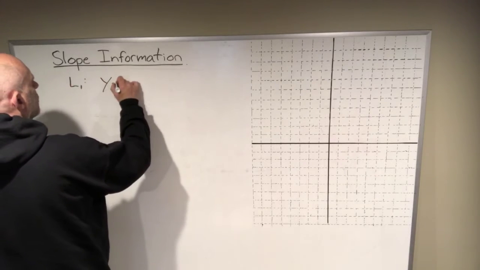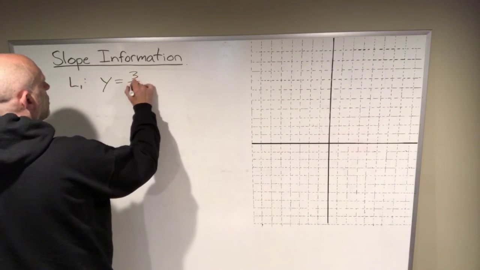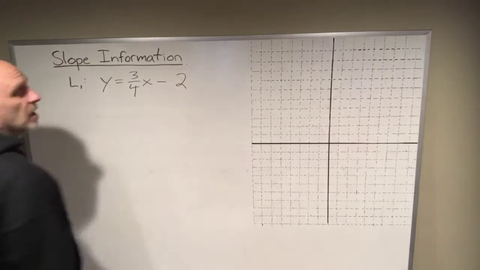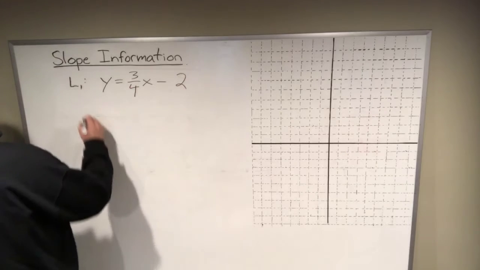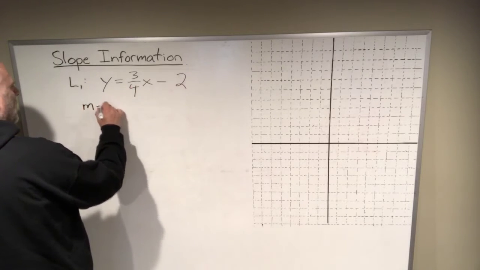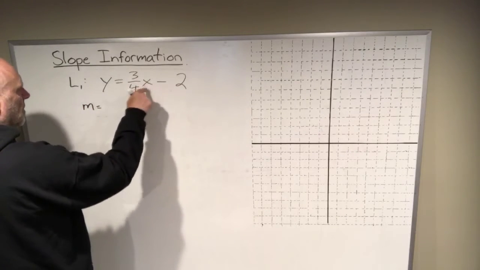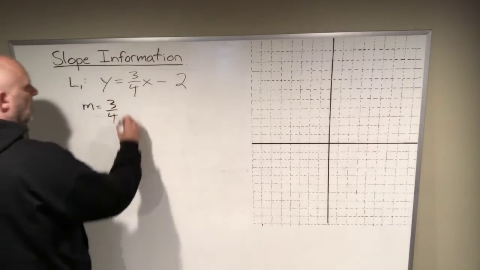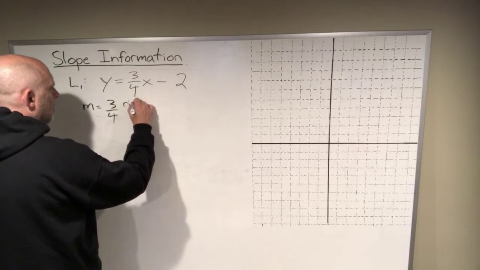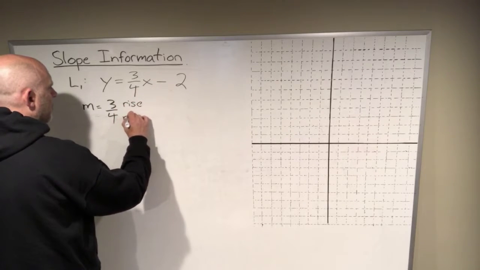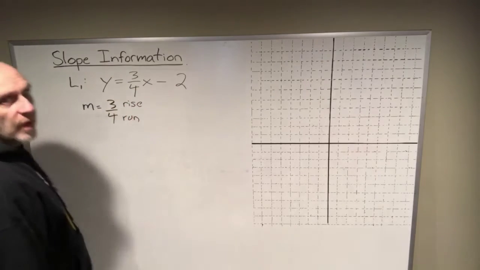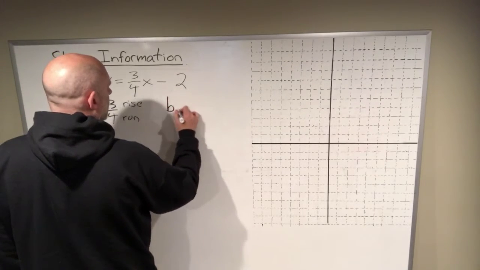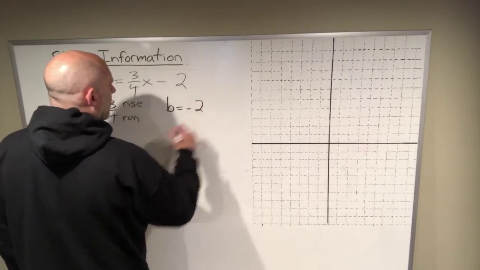So if I told you y equals 3/4 x minus 2, you know the slope is right next to the x. So it's 3/4. The top number is the rise. The bottom number is the run. You also know where it goes through the y-axis: -2. So the y-intercept is -2.